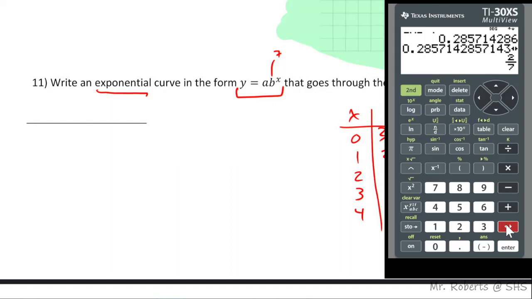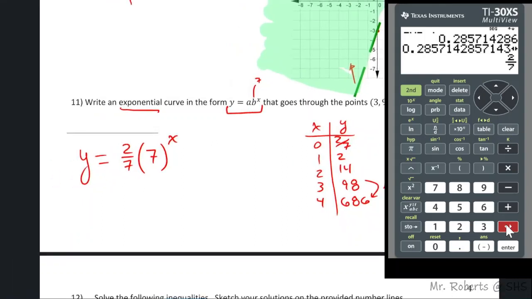So it looks like I can write the answer as y is equal to 2 7ths, my 0th term, times a bunch of 7s raised to the x power. How many? It depends on which one you want. Now, just as a confirmation for this before I move on, I'm going to go to the table. I'm going to clear this table, and I'm going to enter this new one.